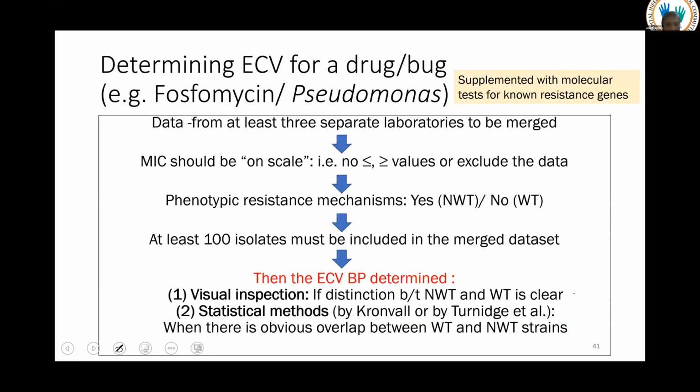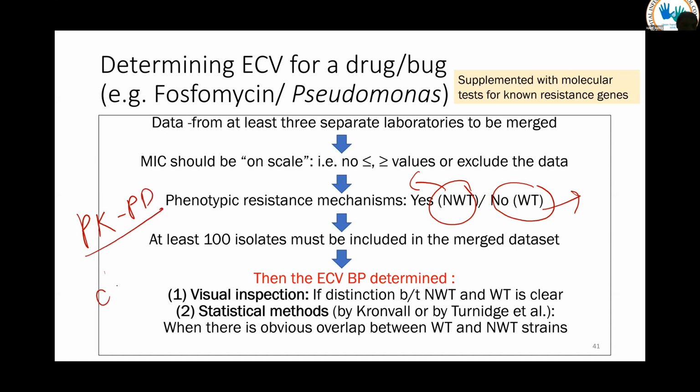So the difference is, you are only differentiating the strain into wild type and non-wild type, which determines that a non-wild type strain does not have any resistance mechanisms detected by the labs, whereas in a wild type strain some resistance mechanisms are detected. However, PKPD parameters are not established. Neither is clinical outcome data available.